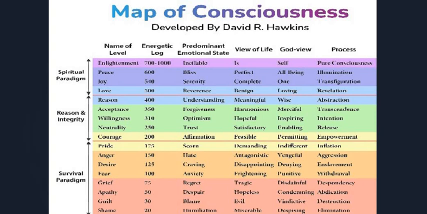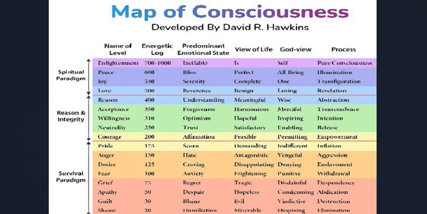Here, we can see towards the bottom of the scale in red. We don't want to be in the red. That's survival mode, okay? We don't want to be in survival mode. We want to be in the spiritual paradigm mode. We want to be in that violet mode, okay?